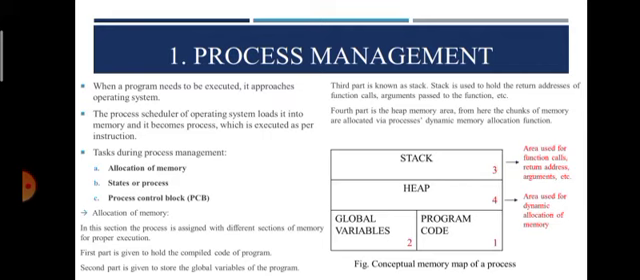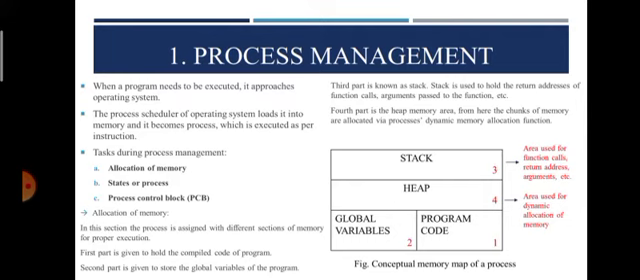Firstly, we'll be discussing allocation of memory. In this section, the process is assigned different sections of memory for proper execution. By the name itself, you can understand that the process will be assigned different sections of memory. The memory is a very huge place, and in that memory the process will be given different sections so that it can execute properly.